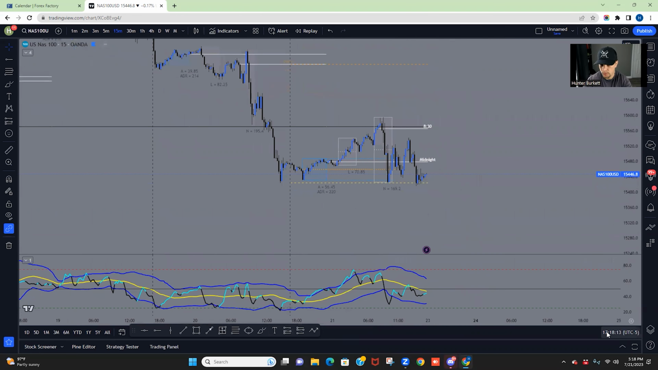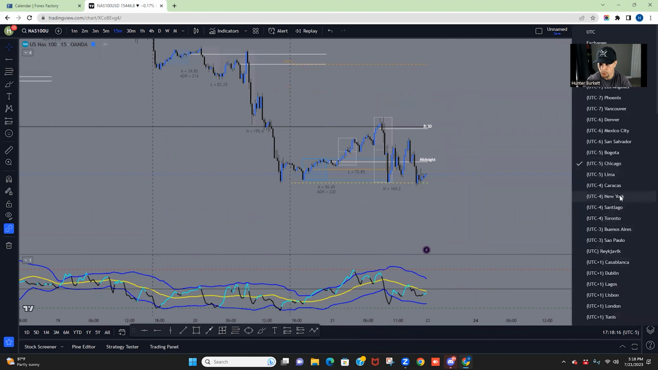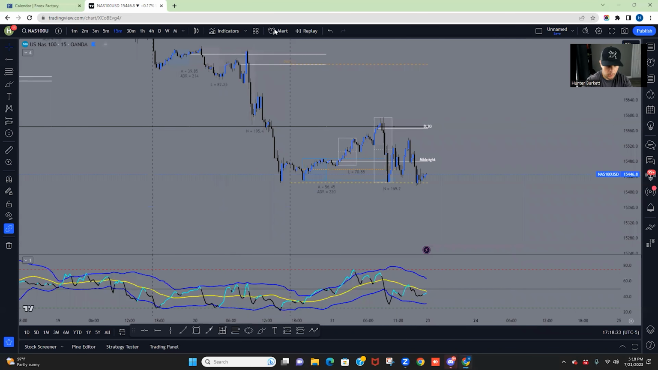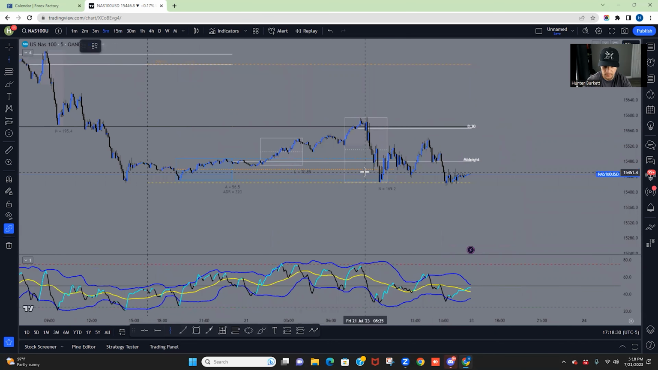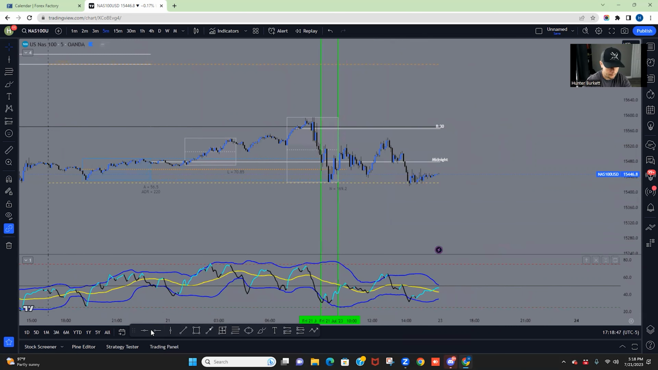You can come down here and click your time zone to New York time, whatever you want to do. I have mine set to Chicago, which is central. You can see here I can toggle on the 5 minute time frame, and I'm going to carve out the silver bullet hour. My silver bullet hour is 9 to 10, which is 10 to 11 in New York time. The PM session is 1 to 2 my time, which is 2 to 3 New York time.